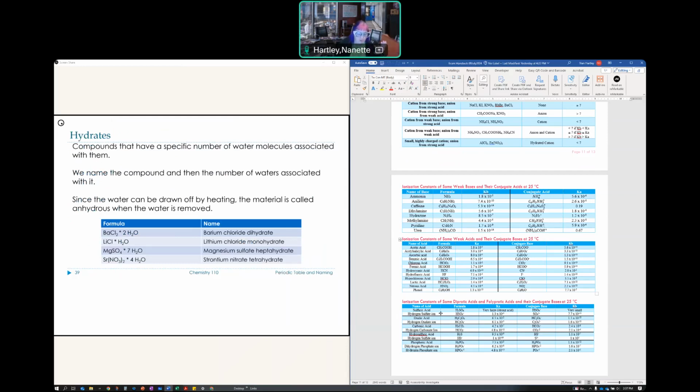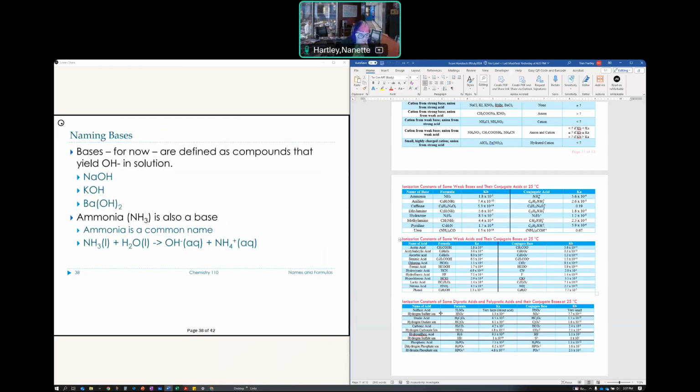So those are our bases that we're going to look at. And of course, naming for those bases is just based on what you're looking at. So NaOH is sodium, and then this right here is a hydroxide. This guy is potassium, and then hydroxide. Ba is barium, and then hydroxide.